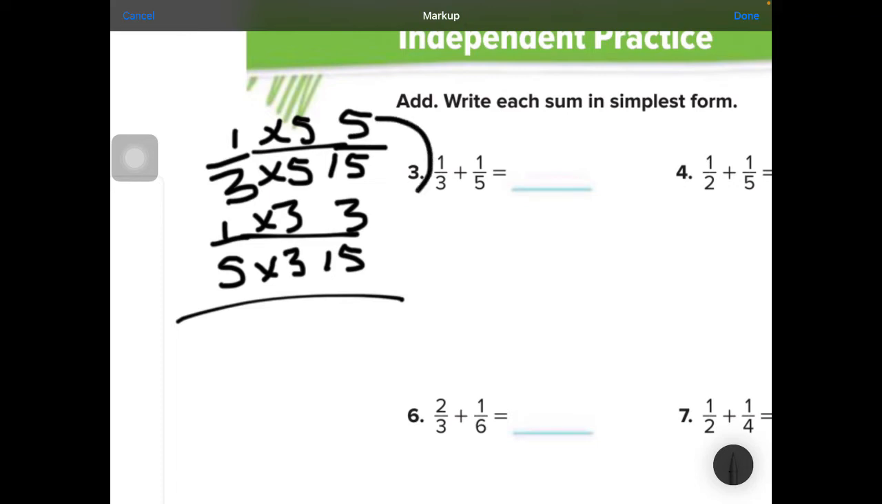So now I have 5 plus 3 is going to be 8/15. And I believe that's the smallest it will go.